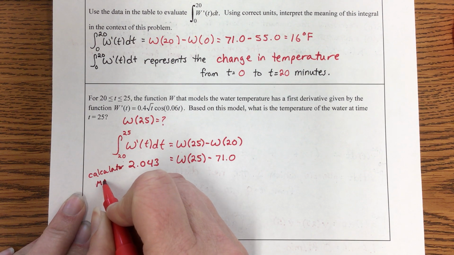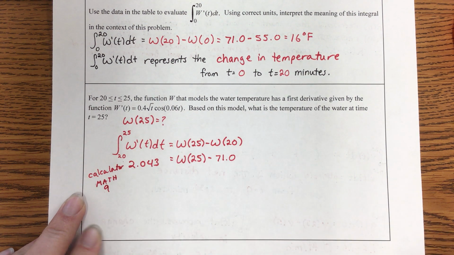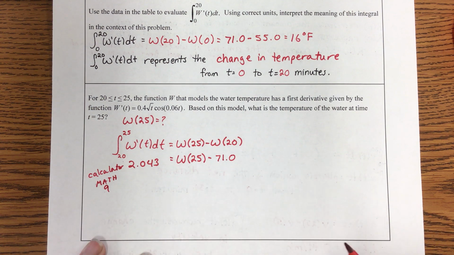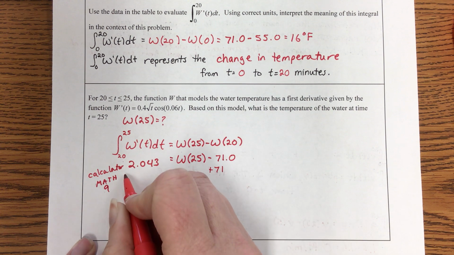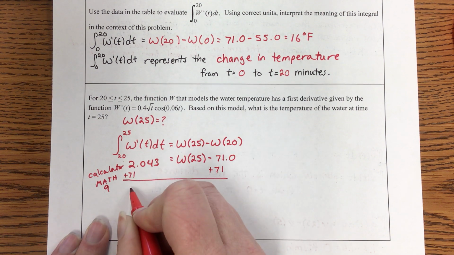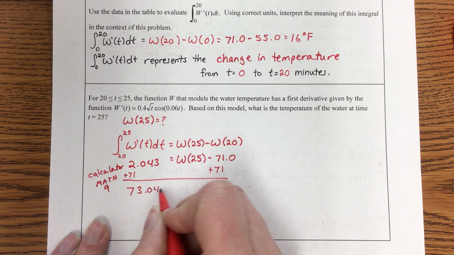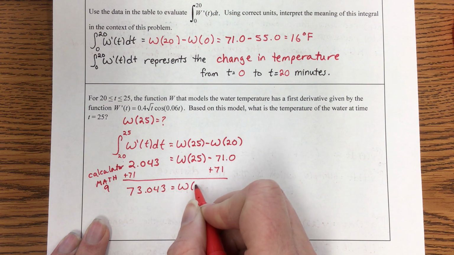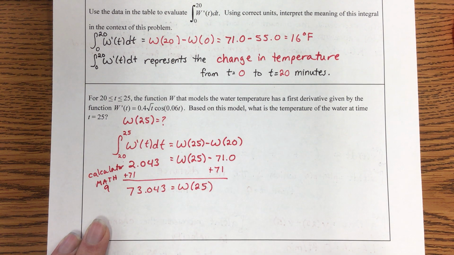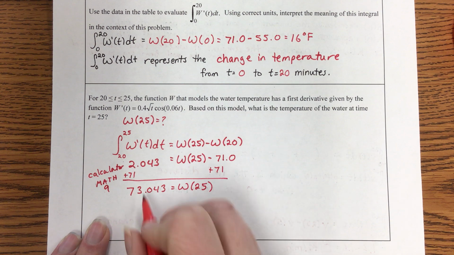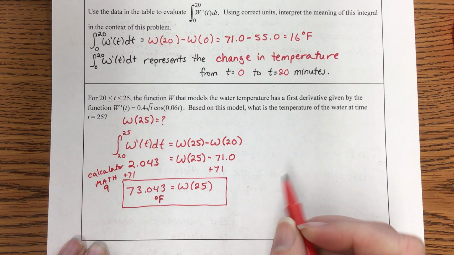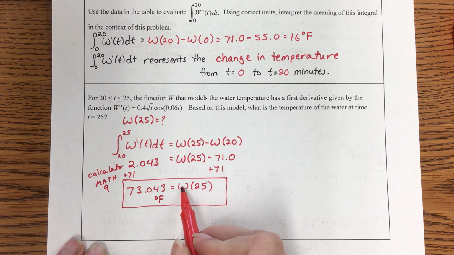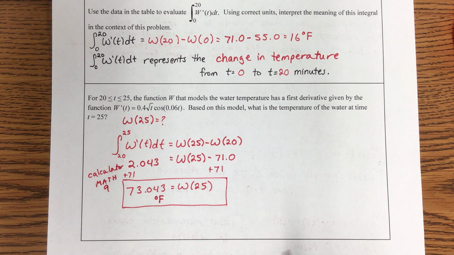Math 9 to get that. And then your last job is to solve for W of 25, and we can add 71 to both sides to make that happen. So this will be 73.043 equals W of 25. We need a label. W is measured in degrees Fahrenheit, and that is our answer. At T equals 25, the temperature of the water is 73-ish degrees.